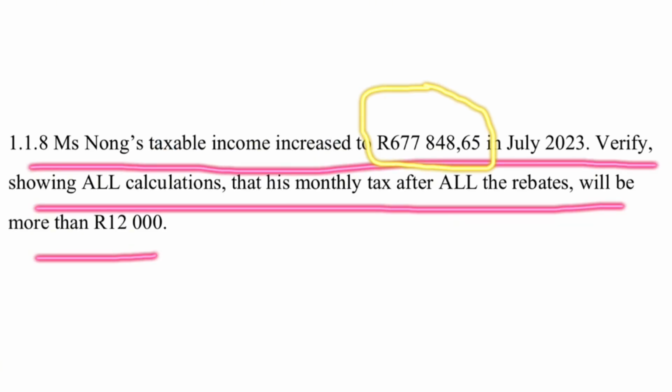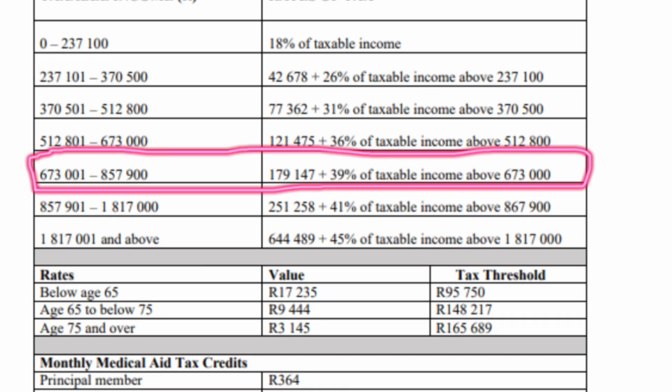Let's look at 1.1.8. Mrs. Nong's taxable income increased to 677,848 Rand and 65 cents in July 2023. Verify, showing all calculations, that her monthly tax after all rebates will be more than 12,000 Rand. So we need to find the tax. Now, once we have the taxable income, you can breathe a sigh of relief. Now you can go straight to your table. How do we apply this table?